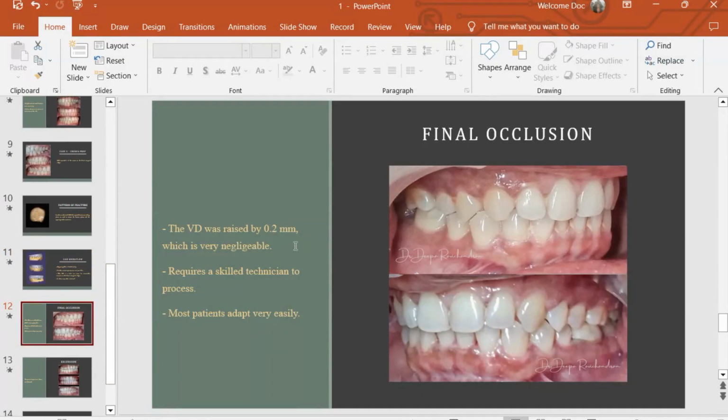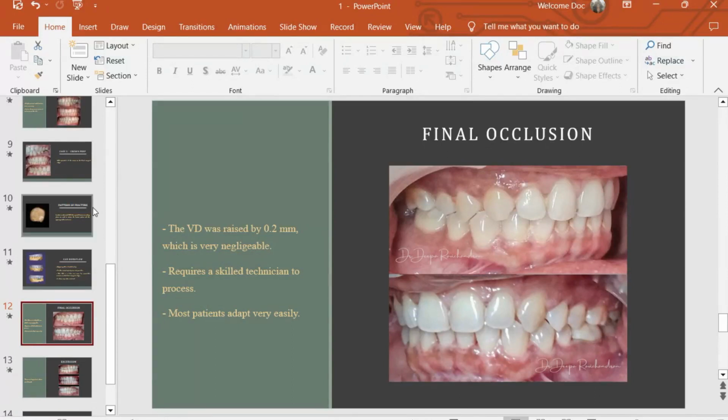So I did the same thing I did in the previous case, which was raise the bite by 0.2 mm or 20 microns, which is very, very negligible. And that led to a very slight opening of the bite here and here, but it's almost negligible. But in this case, it worked out. Why? Because the patient already had a lack of complete intercuspation on the right side.